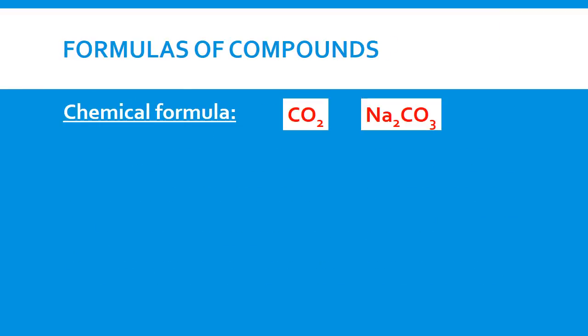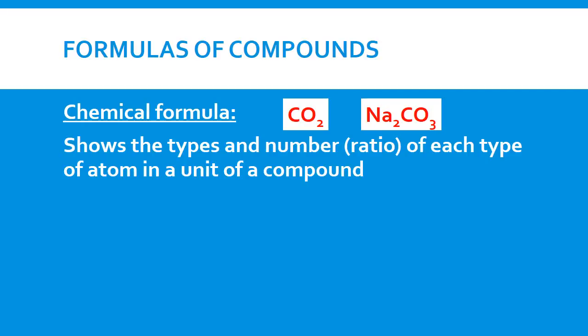Now, when we look at the formulas of compounds, there are certain things that we can get from the information given in the formula. It shows us the types and number, or the ratio, of each type of atom in a unit of the compound. So here we see we have carbon and oxygen, so these are the types. And then the subscripts tell us how many of each we have. Since there's not a subscript here, we know we have one carbon atom. And a subscript of 2 here tells us we have 2 oxygen atoms. So that tells us carbon and oxygen in this compound are combined in the ratio of 1 to 2.